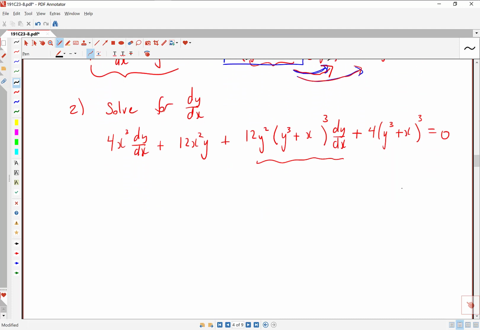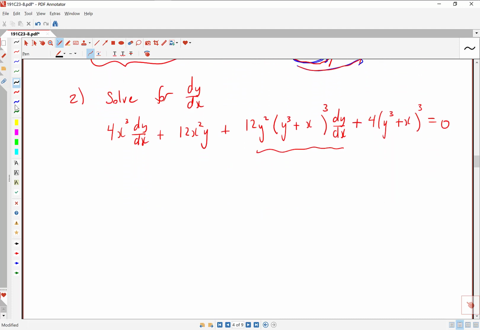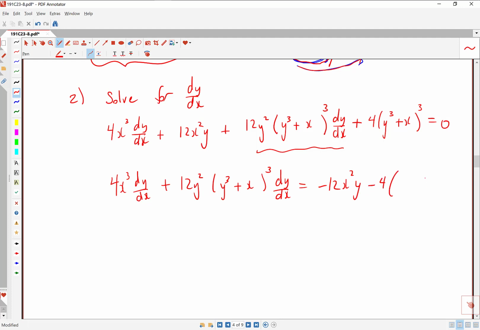Now that we've done that, our goal is to get the dy by dx terms on the left and everything else on the right. So we've got 4x cubed dy by dx, plus this 12y squared times the cube of y cubed plus x times dy by dx, and other stuff is going over to the right with sign changes. So minus 12x squared y and minus 4 times the cube of y cubed plus x.